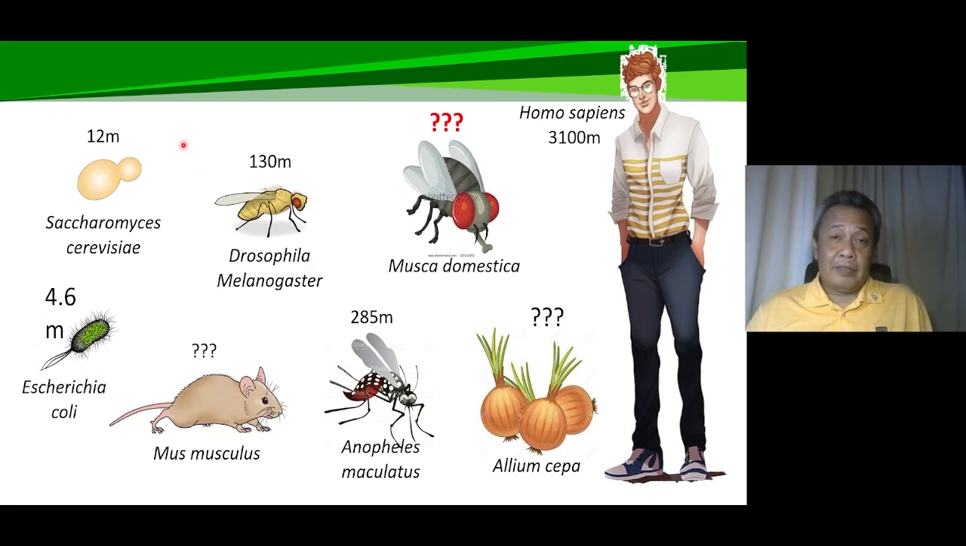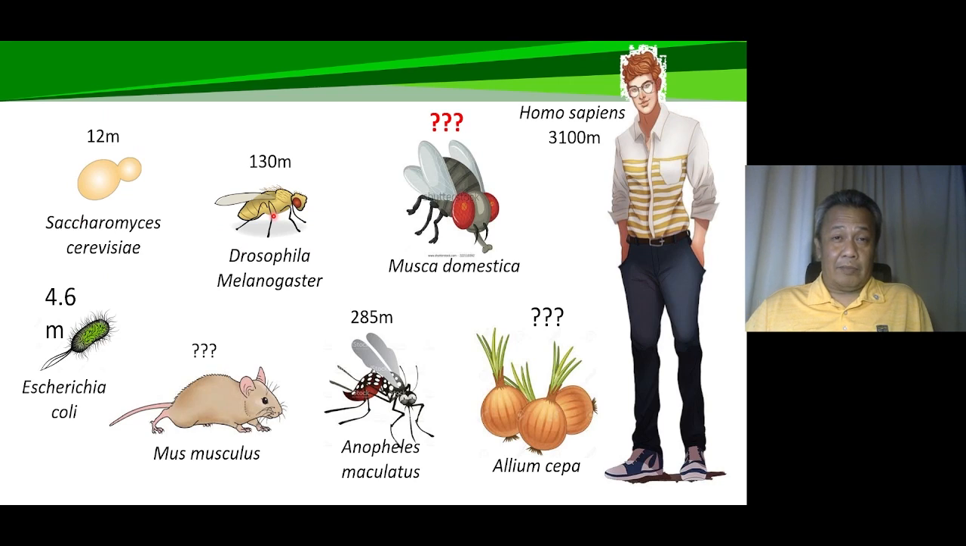For comparison, we have 3 billion. So the yeast, Saccharomyces cerevisiae, is the type of yeast that you use in making bread. So that organism contains about 12 million.